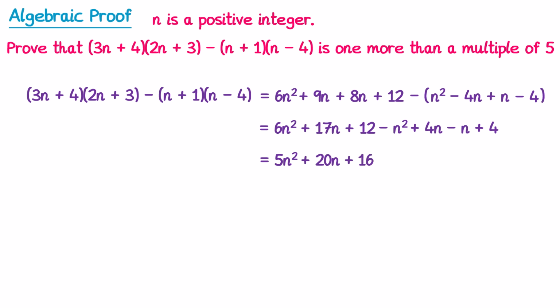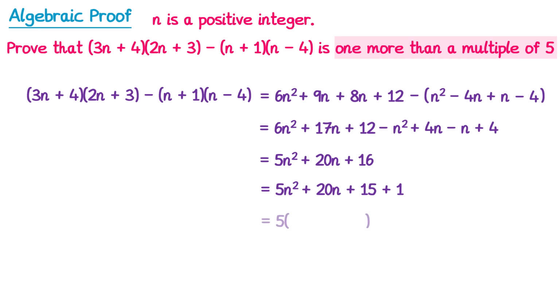So we're trying to show that this one is one more than a multiple of 5. But this time we don't have that plus 1 at the end. So we're going to need to unsimplify the 16 so that it does have a plus 1. So we'd write this as 5n squared plus 20n, but then plus 15 plus 1. Obviously 15 plus 1 is 16, but we now have that plus 1 at the end. So if this is to be one more than a multiple of 5, those first 3 terms must be a multiple of 5. Unfortunately, they are.